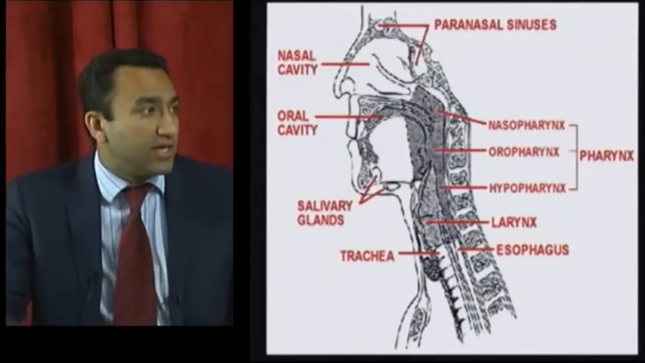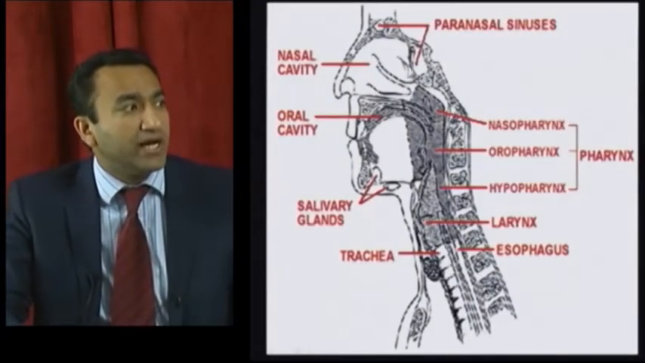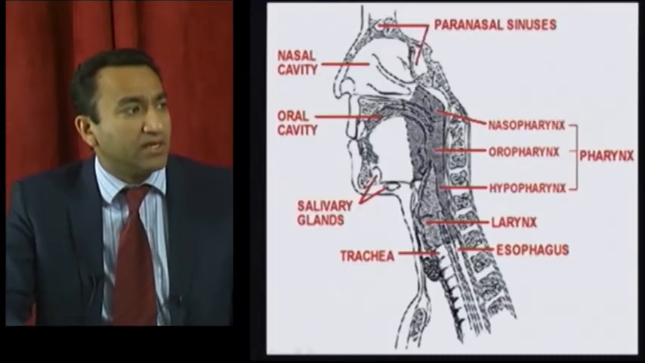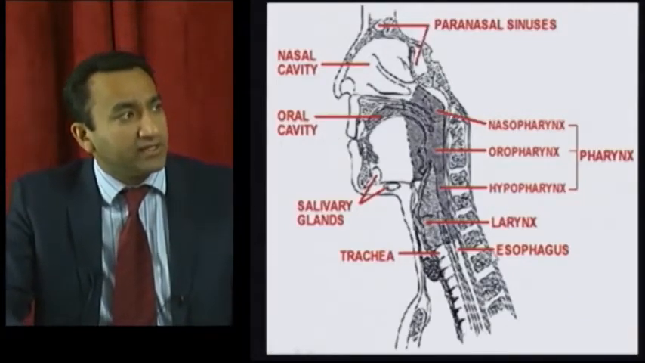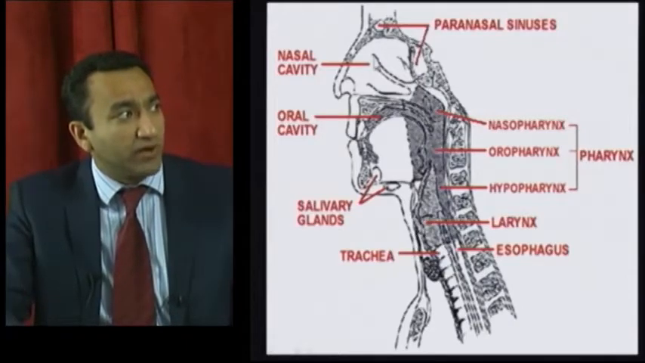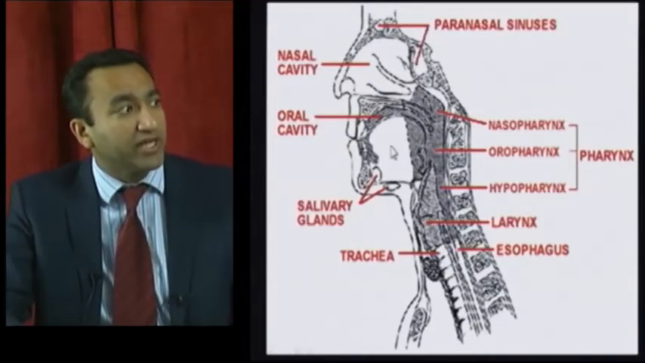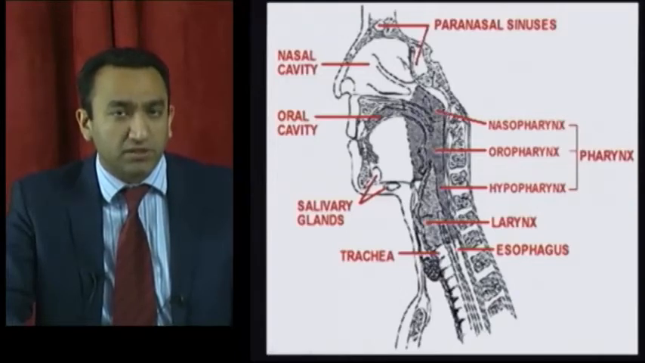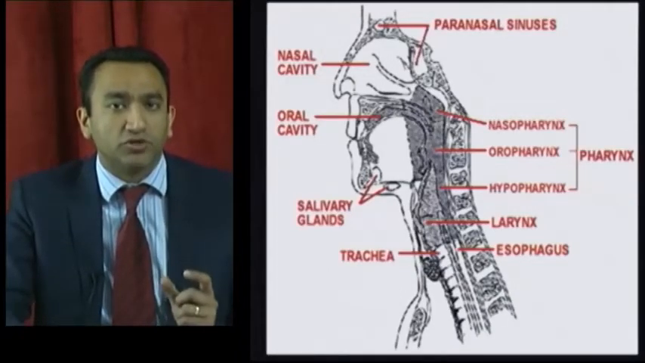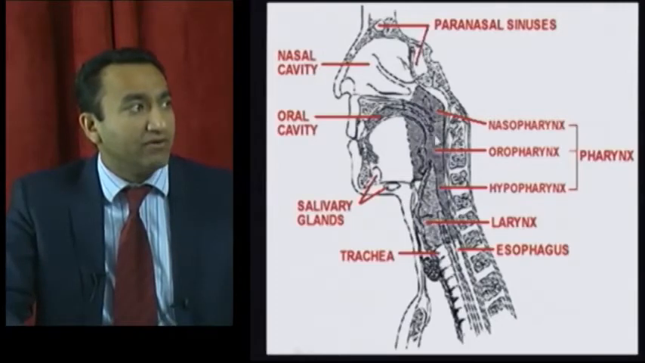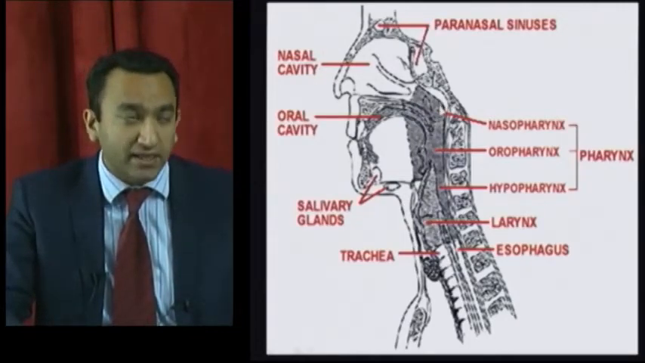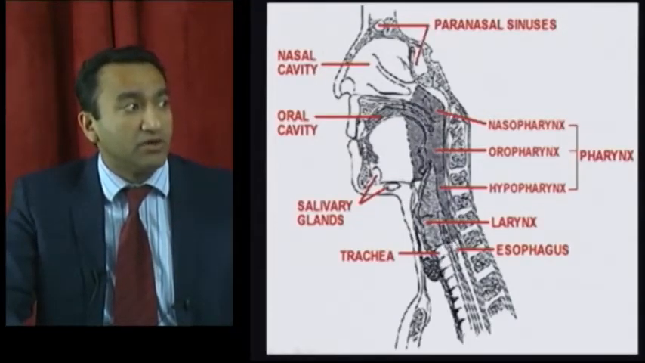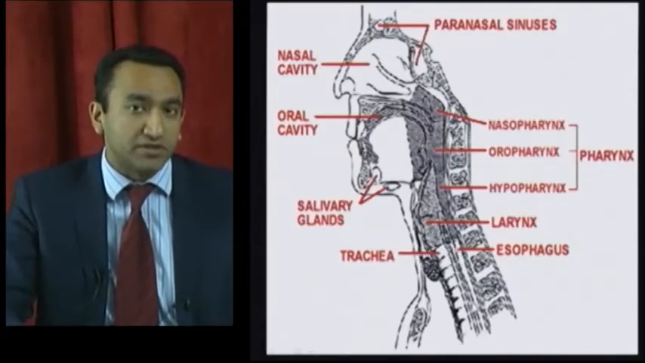So the first slide over here is a sagittal section through the head and neck region. In the first instance, you're aware of the nasal cavity, the oral cavity with the tongue over there, but the pharynx, people tend to get confused about what it is. It's actually just a solitary longitudinal structure starting at the level of the skull base and ending at the level of the cricoid cartilage, where it runs on and becomes the esophagus.